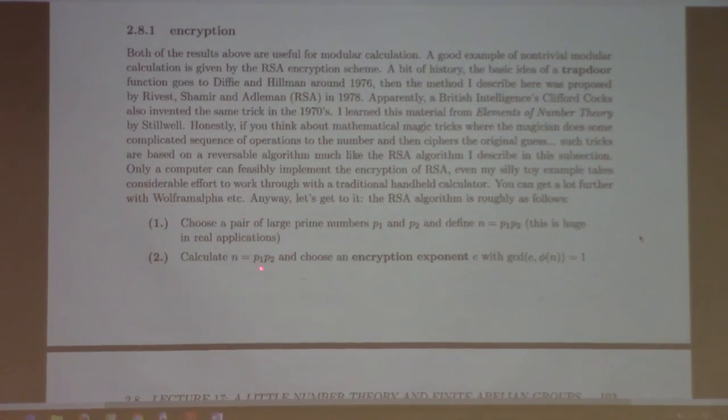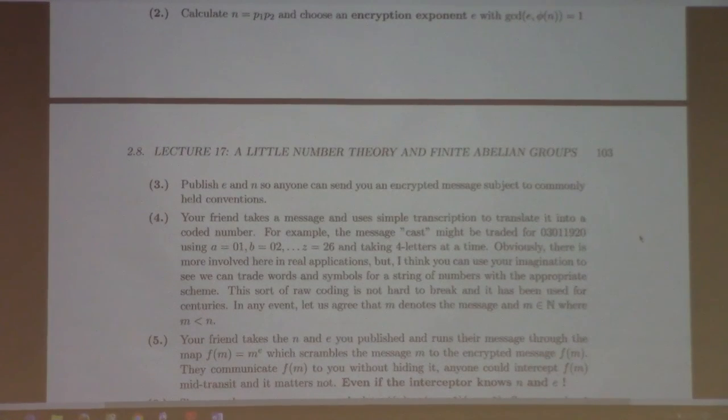You calculate the product of the prime numbers, and you pick some encryption exponent, which is relatively prime to the Euler phi function of n. All right. This we all do out in the open, and then you publish this n, what's called the modulus, and e, the encryption exponent. You just tell the world n and e. Send me a message using n and e, using the RSA system.